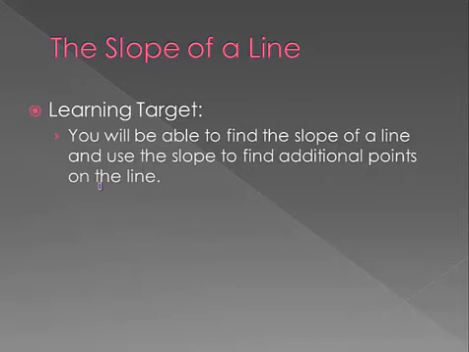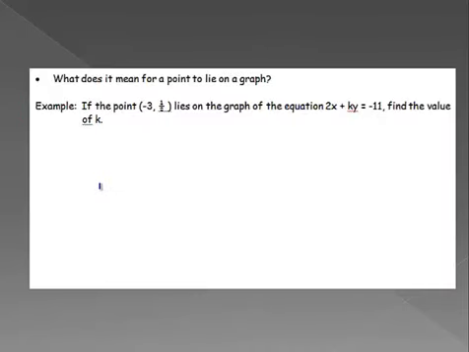The objective of this lesson is to be able to figure out the slope of a line and then use the slope to find additional points on the line. What does it mean for a point to lie on a graph? It just means it's somewhere on that actual graph. What does that mean with regards to an equation?